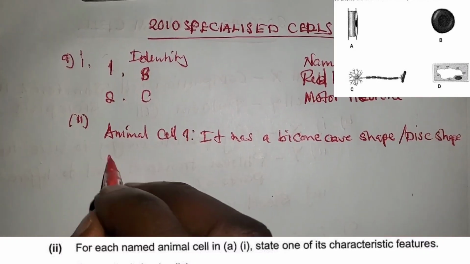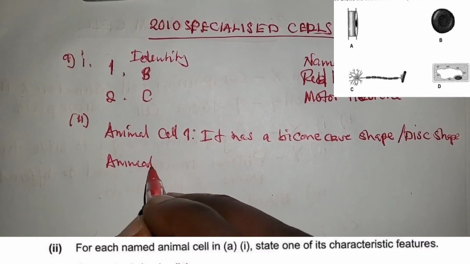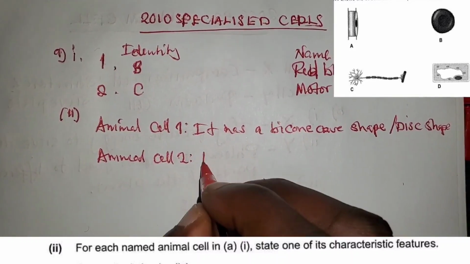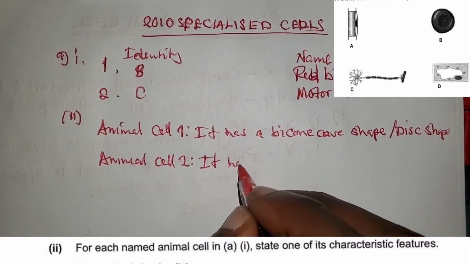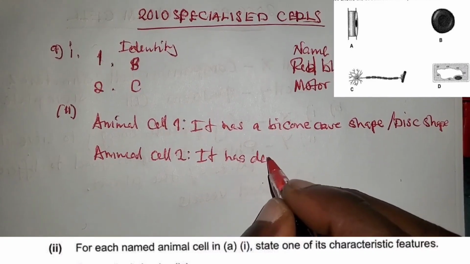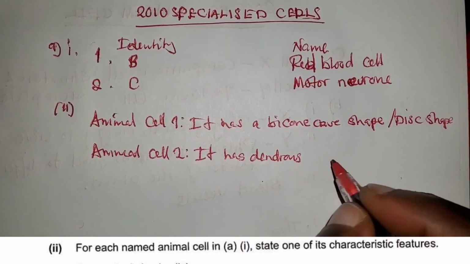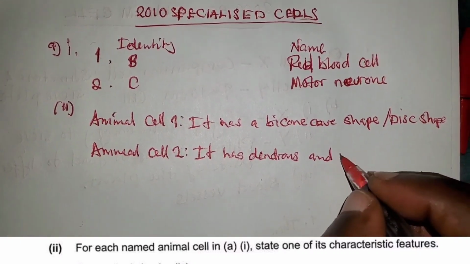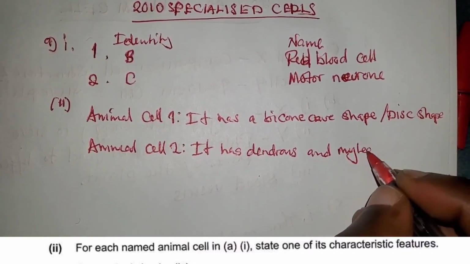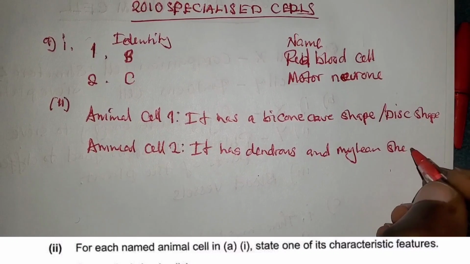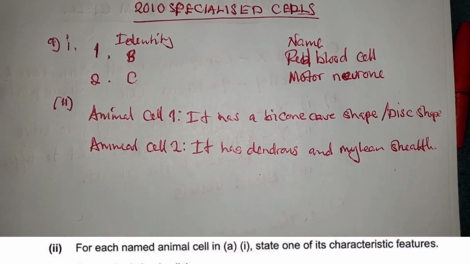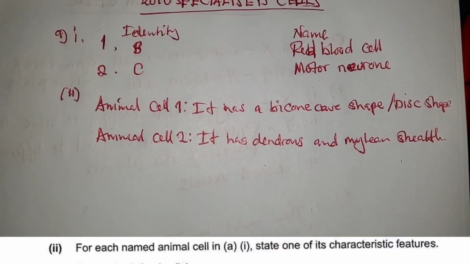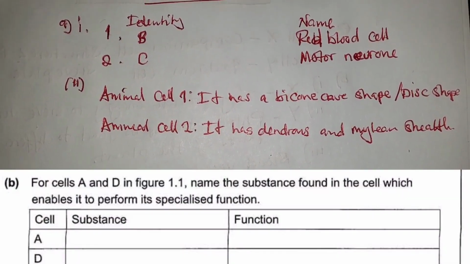Okay, then animal cell 2 has dendrons, as well as the myelin sheath. All right, let's go to the next question. This is question B.